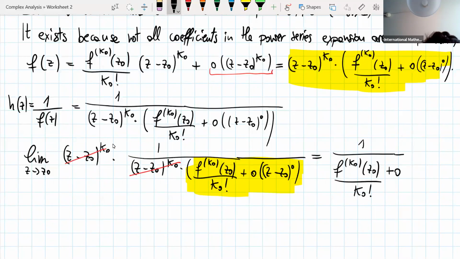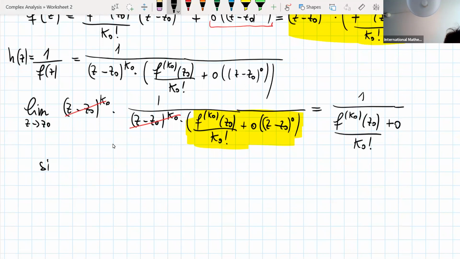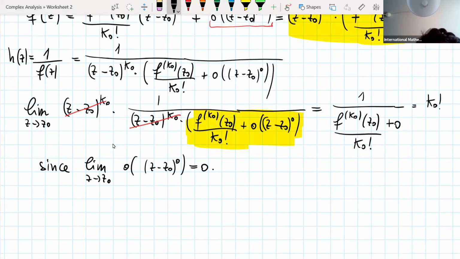plus 0. Maybe we can write here, since the limit as z goes to z0 of these remainder terms is equal to 0, because these have all positive powers of z minus z0. Okay, so now here we find a non-zero number. So this number here now is non-zero.